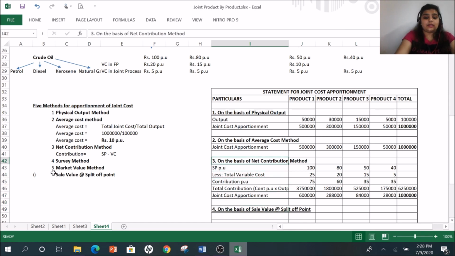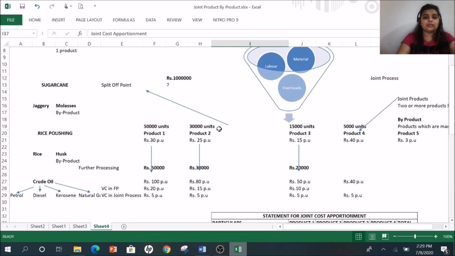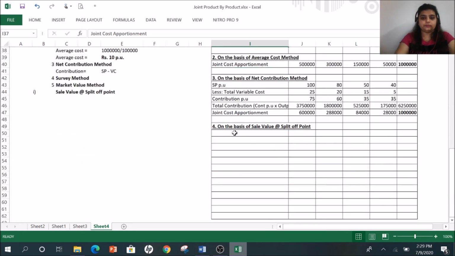Now let us understand this. This is again a very easy method. We just have to calculate the total sales value at the split off point. Now which is the split off point? This is the split off point. At this split off point, what is our selling price? 30, 25, 15 and 40. Can we calculate the total sales? Yes, we can, if we multiply it with the number of units.